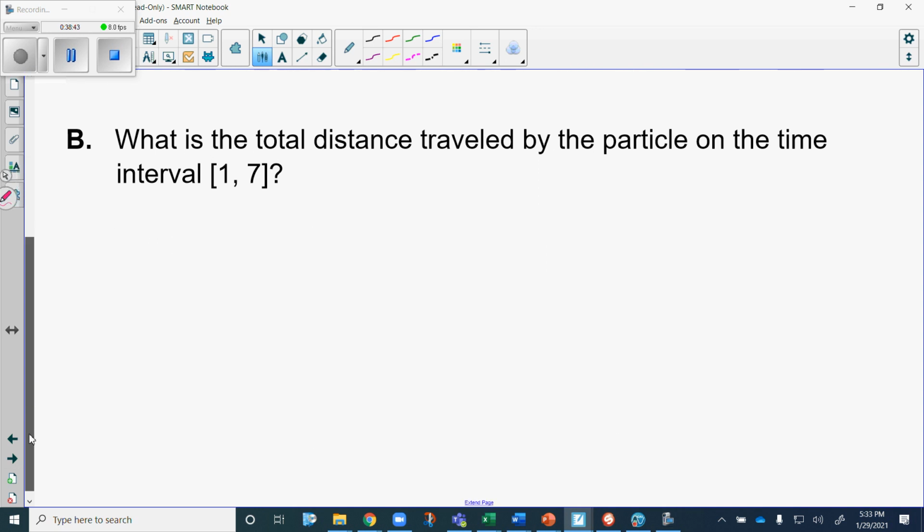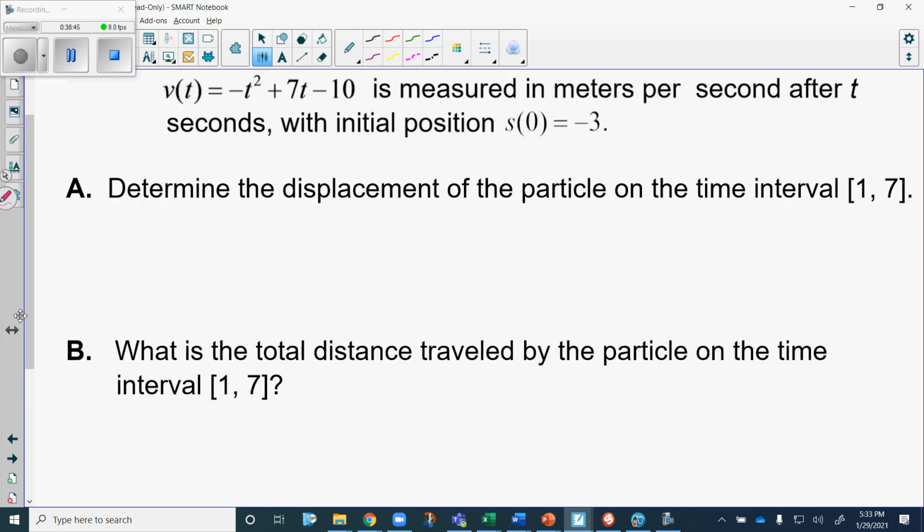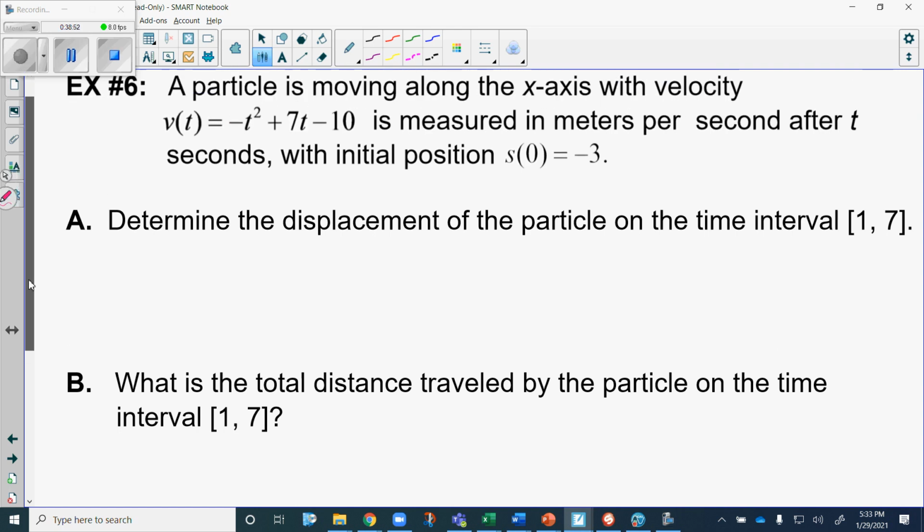And I think there's more to it. There is a part C and a part D. Nope, I'm thinking of a different question. So these are the only 2 questions that we have. So go ahead and pause the video. Try answering these 2 and see what you get. And when you're done, hit play and check my work against yours, okay?